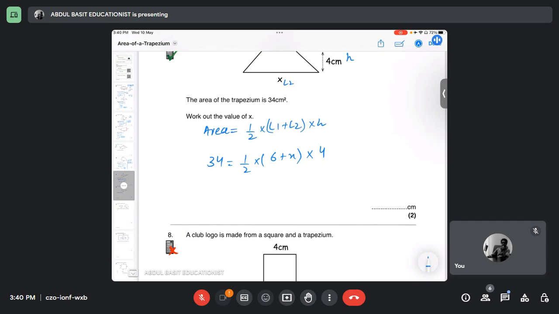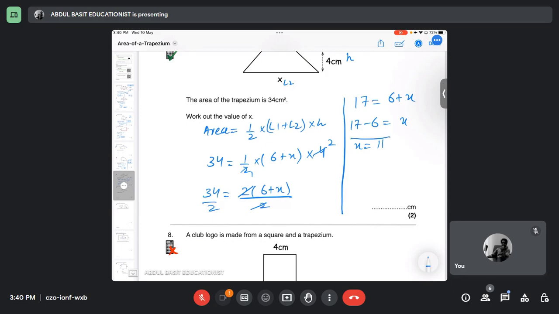What we are going to do is multiply 2 on this side. 2 ones are 2, 2 twos are 4. Yes or no? So 34 is equal to 2 multiplied by 6 plus x. Now divide by 2 on both sides, so I want to cancel this 2. So 17 is equal to 6 plus x. 6 comes here, it becomes minus. So x is equal to 11. So that is 11 centimeters.